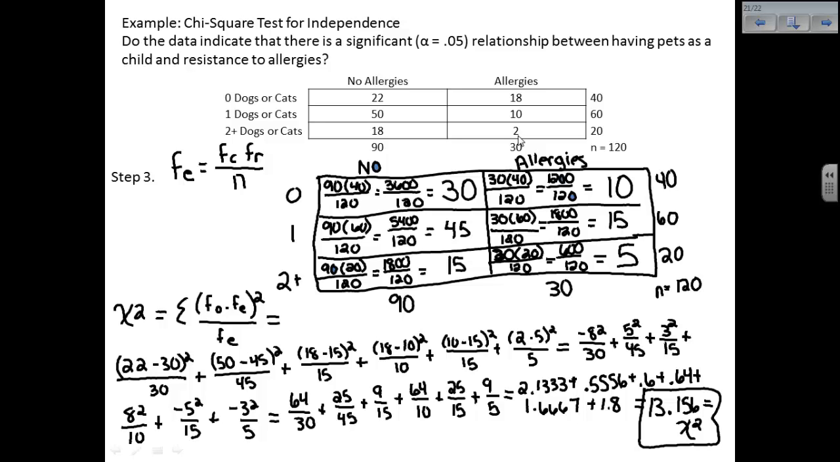It could be that those who have allergies probably had parents that had allergies and are therefore less likely to have pets in the home. Or there could be a whole host of other factors related to both allergies and the likelihood of having pets that could result in this relationship.